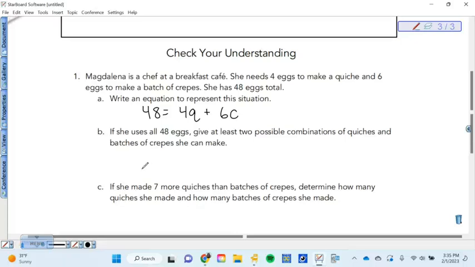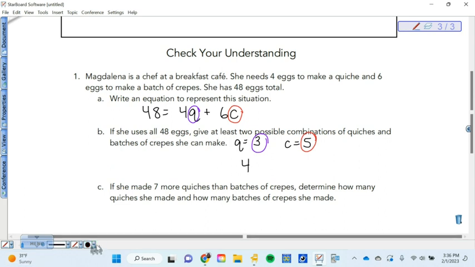So that's saying like 5 crepes and 3 quiche. Is that what that says back there? Yeah? Okay, so let's try that. So if Q equals 3, then C is going to equal 5. Okay, so she makes 3 quiches. I don't know what the plural of quiche is. And then 5 batches of crepes. That means that I can plug in 3 for Q and 5 for C, and I should get to 48. Am I going to get to 48?